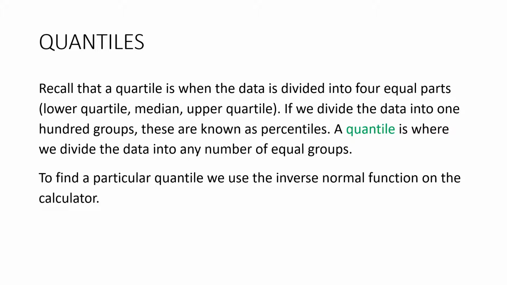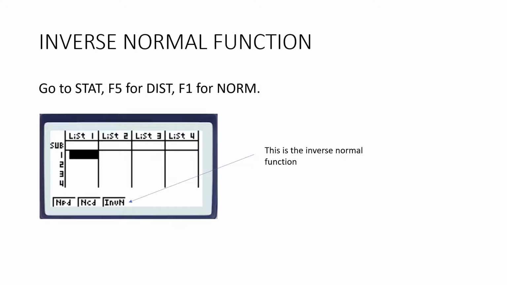So if we want to find a particular quantile, it's like doing the inverse operation of what we've been doing. So we're going to use the inverse normal function on the calculator. All we do is go to stats and then hit F5 for distribution and then F1 for normal. We get these 3 buttons. We're mostly using the second one. So for inverse normal, we use this third button.